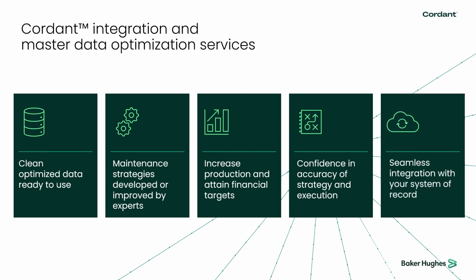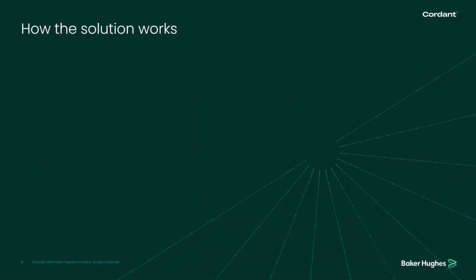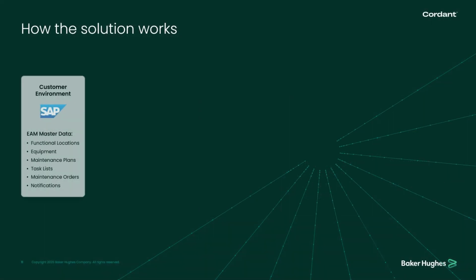This is a new integration capability for companies who want to quickly integrate their data from their S/4HANA environment into Cordant Asset Strategy, where the master data optimization work takes place. The solution is built using SAP's native Datasphere functionality.